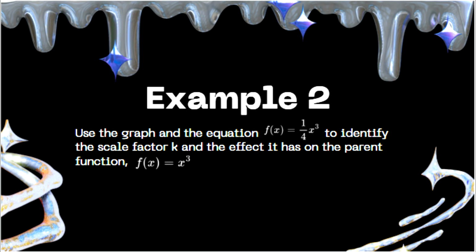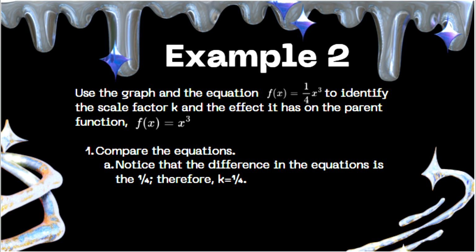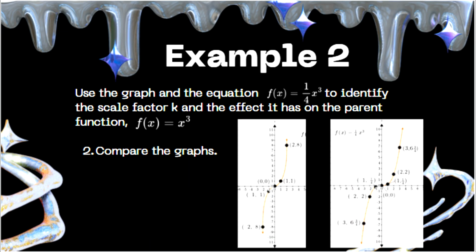Here's example 2. Use the graph and the equation f of x is equal to 1/4 x cubed to identify the scale factor k and the effect it has on the parent function f of x is equal to x cubed. So first compare the equations. You can see the difference between these two equations is this 1/4. Therefore k equals 1/4. If you look at the graphs, you can see that this one has been dilated. It got squished, and that makes sense because this number is a fraction, so therefore it has to be compressed.